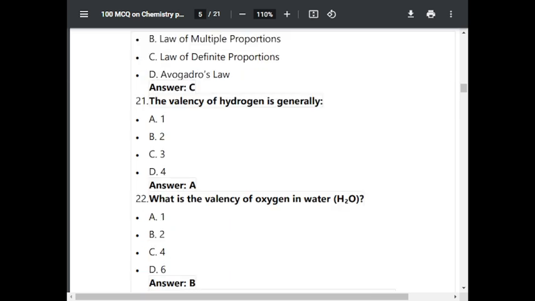Question number 21. The valency of hydrogen is generally option A 1, option B 2, option C 3, option D 4. The correct answer is A. Valency of hydrogen is 1.